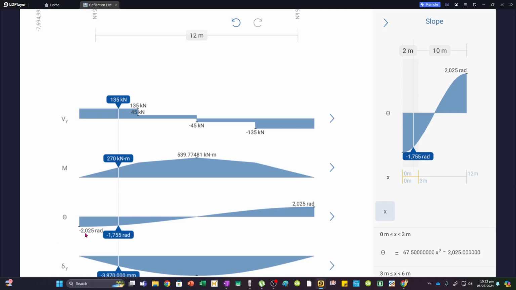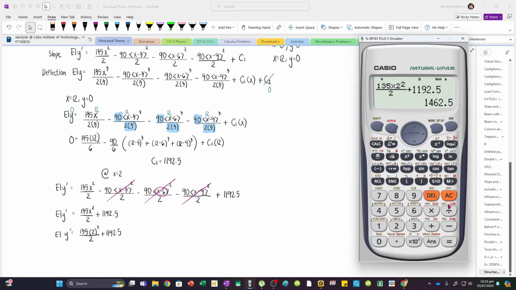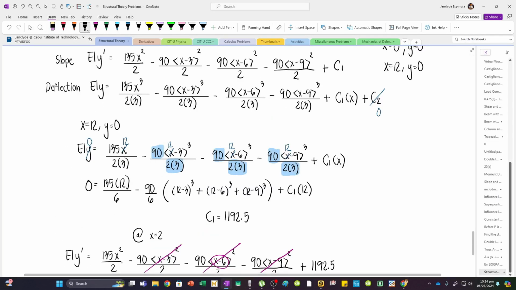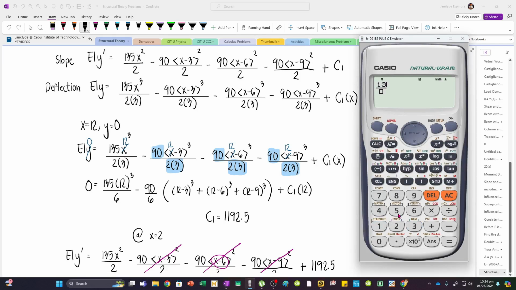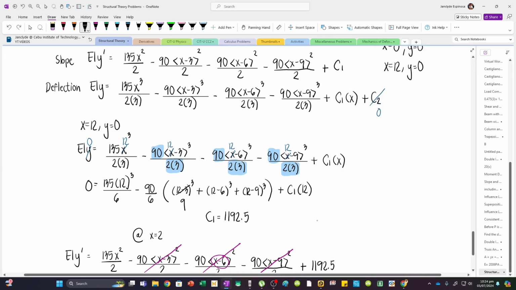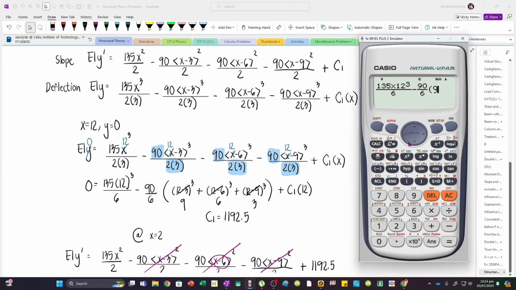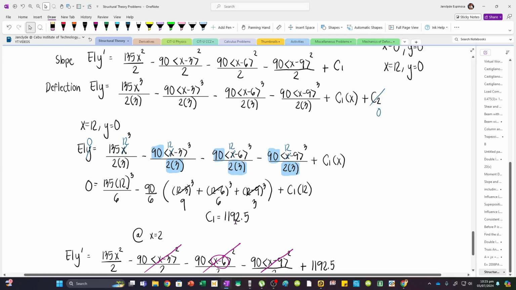Now, dito tayo nagkamali. Yung C1 dapat minus 2025. Now, I will try to double check. Okay. Ito pala. Hindi natin na cube. Meron kasi itong cube. Sorry. So, this must be cube. So, again, 135 times 12 cubed over 6 minus 90 over 6. And then, 12 minus 3 is, let's just change this into 9. This is 6. And this is 3. So, 9 cubed plus 6 cubed plus 3 cubed. And then, plus C1 times 12 equals 0. So, resolving C1, we have minus 2025.